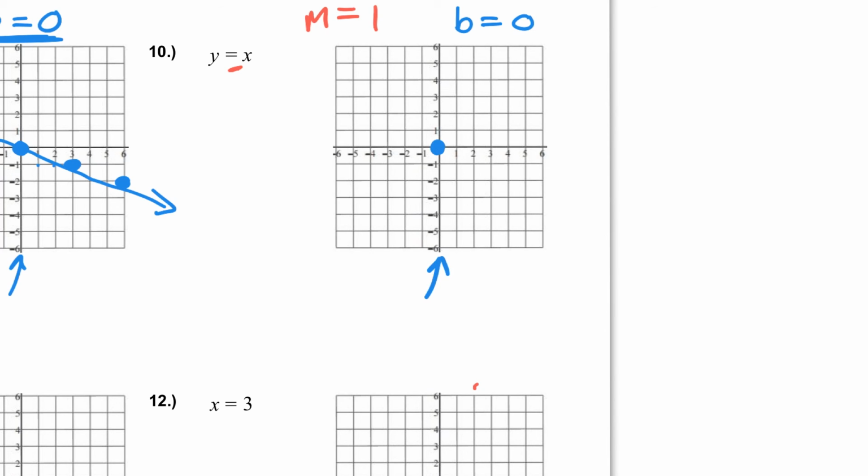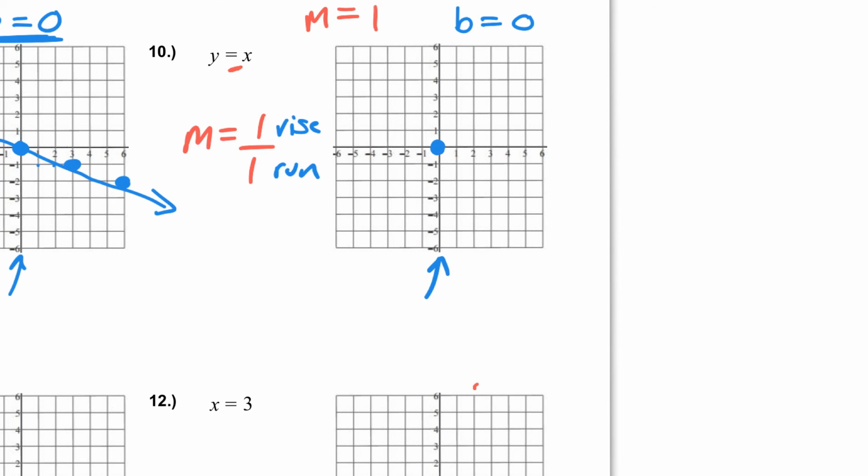Every single first point we plot today is going to be right on that y-axis. From there we use our slope. So if our slope is equal to 1, we want to turn that into a fraction because we need a rise over run. So we can turn that into a fraction by putting it over 1. So we are looking at a rise of 1 and a run of 1.